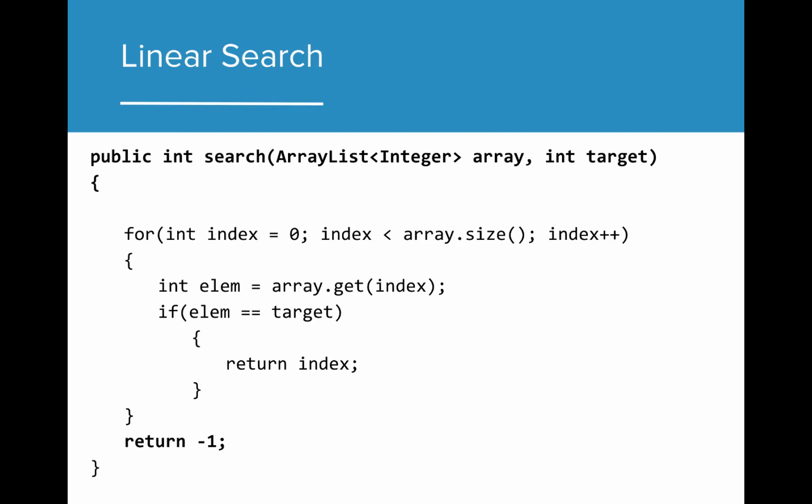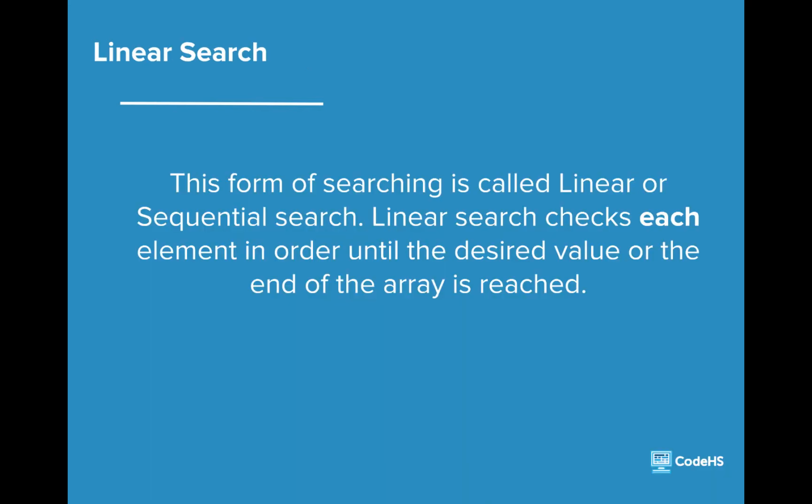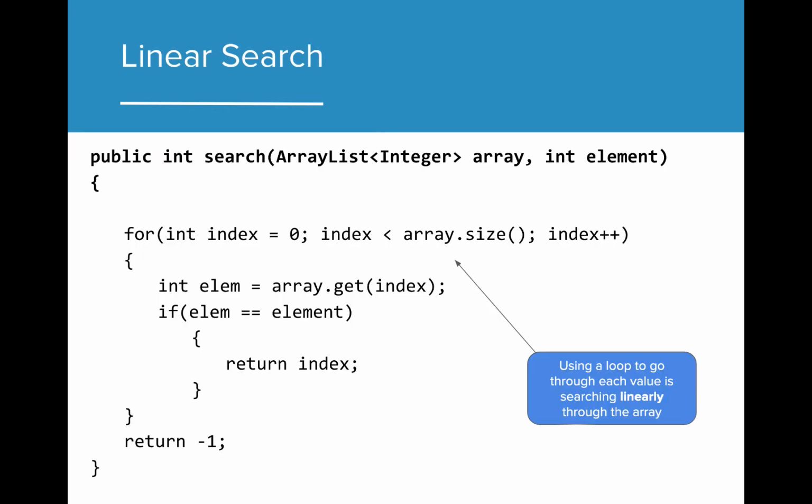If we go through the entire list and do not find the element we are searching for, let's return the value -1. This process of searching each item in an array is called linear or sequential search. Linear search checks each element in order until the desired value is found, or if the end of the array is reached. If we take another look at the algorithm we put together, we can see that using a loop to go through each value is searching linearly through the array.